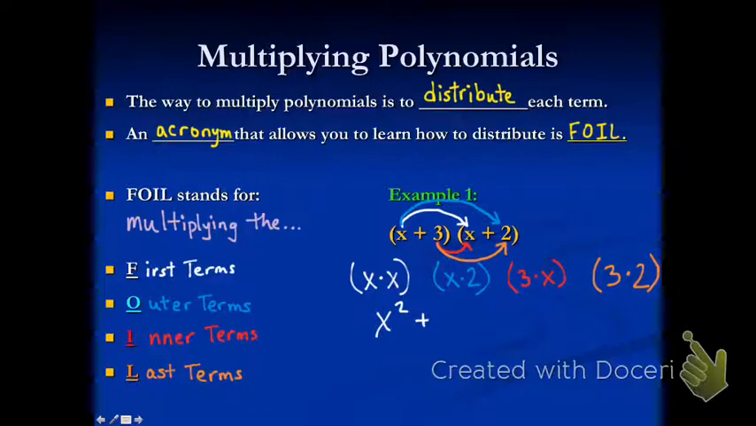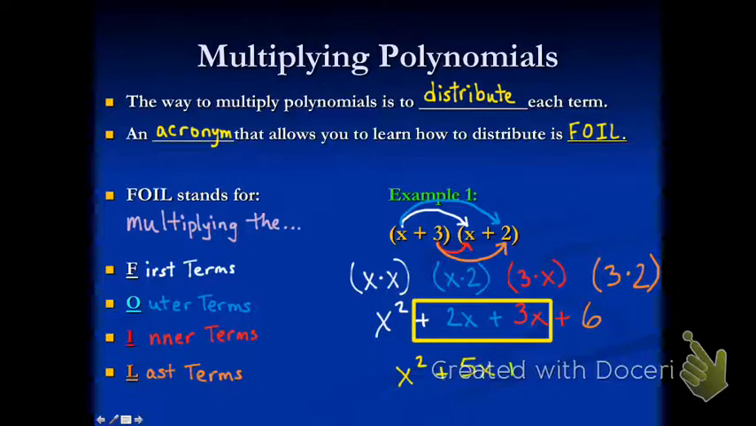X times x is x squared, plus x times 2 would be plus 2x. Then 3 times x would be 3x. And then 3 times 2 is 6. Now, last step, we're going to combine like terms. We don't have any like terms with our x squared, but we do have the 2x and the 3x, and those are like terms. So we're going to rewrite this and combine those like terms. So x squared and then 2x and 3x gives us 5x plus 6. And we have effectively either FOILed or distributed this example.